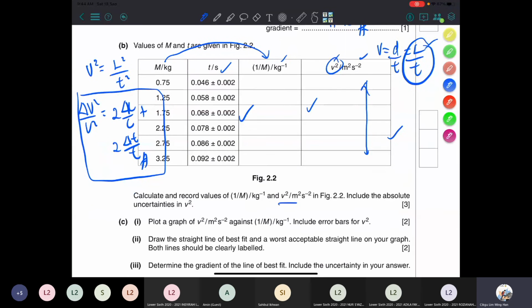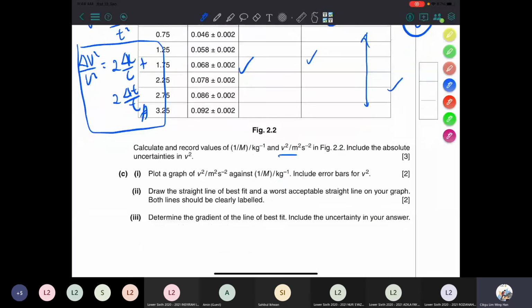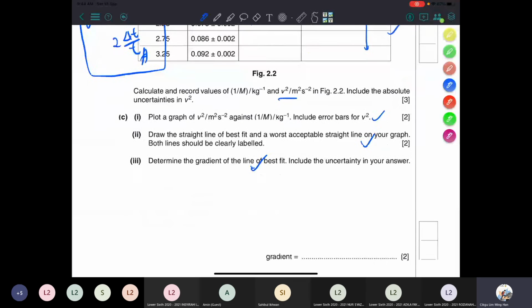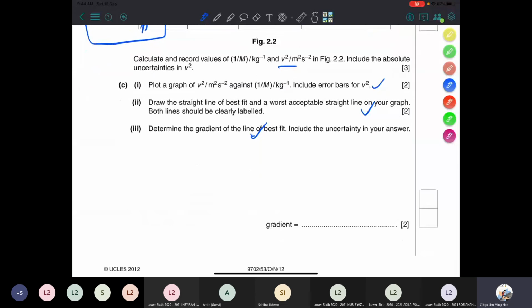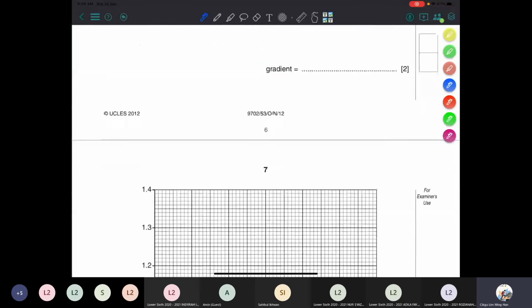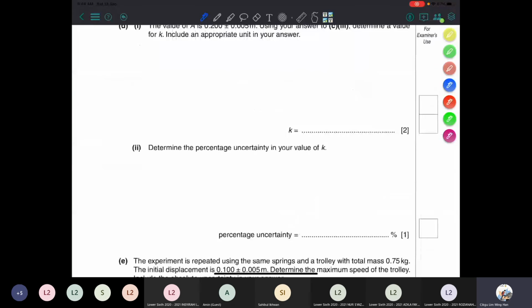And finally, you go and plot the error bar, and then you draw the best fit line and so on. And then the gradient, the same step, yeah. The worst fit line minus the best fit line and so on.